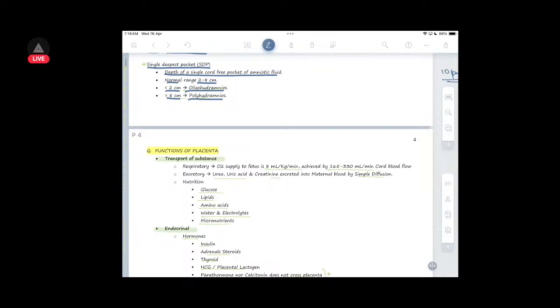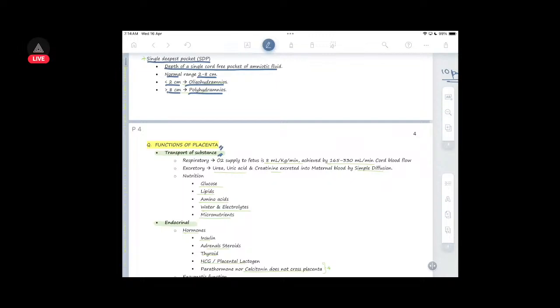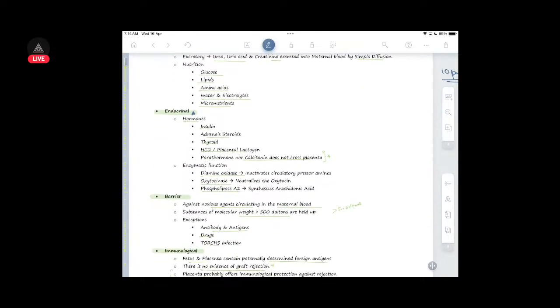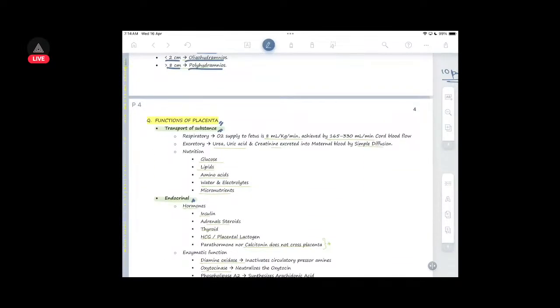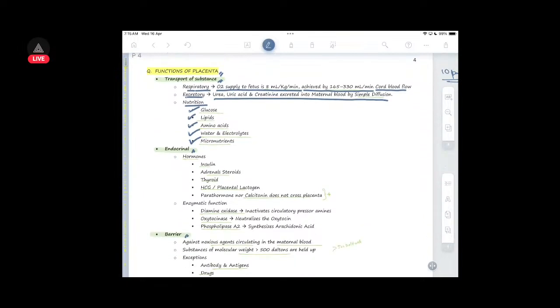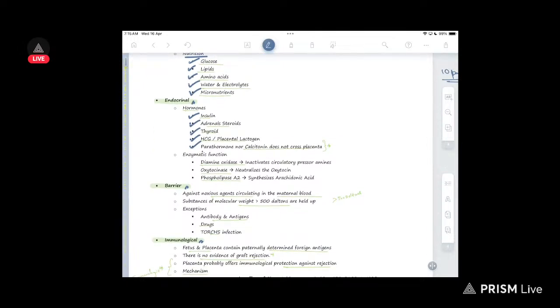Okay, so transport of substances, placenta function: transport of substances, endocrinal, barrier, and immunological. In transport of substances, respiratory: oxygen supply to the fetus is achieved by cord blood flow. Excretory: urea, uric acid, and creatinine are excreted into maternal blood by simple diffusion. Nutrition: glucose, lipids, amino acids, water and electrolytes, and micronutrients. Then hormones: insulin, adrenal steroids, thyroid hormones, HCG, and parathormone. Neither parathormone nor calcitonin crosses the placenta.